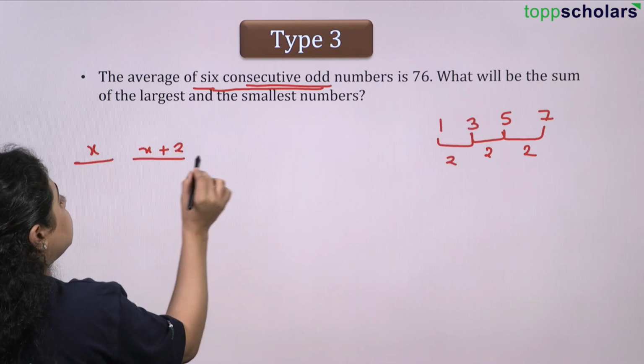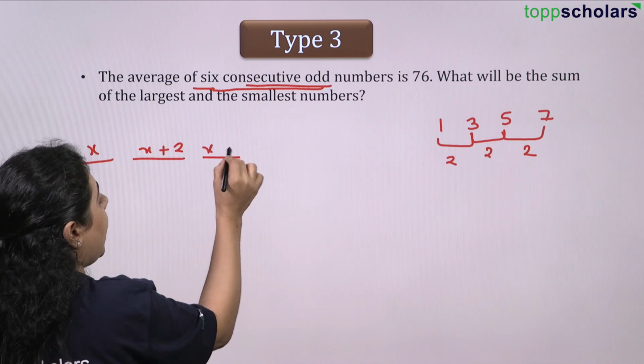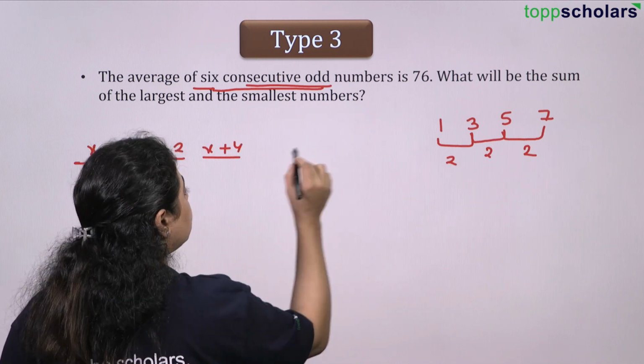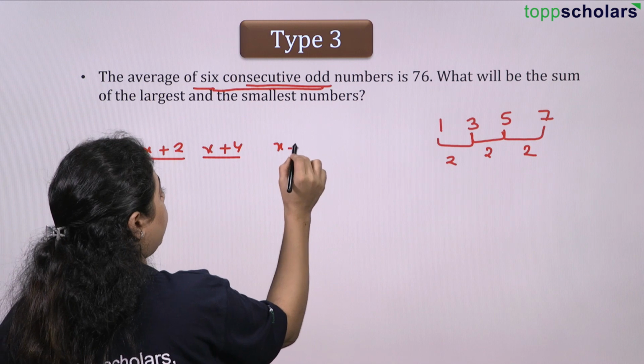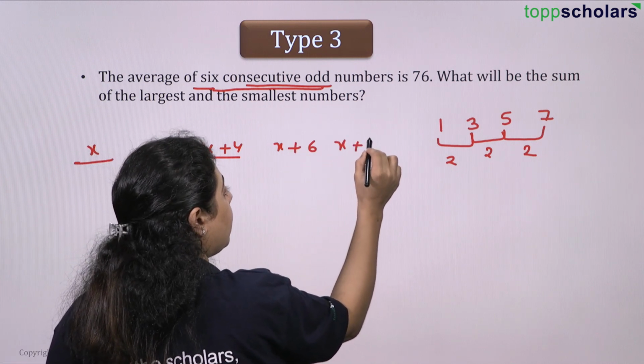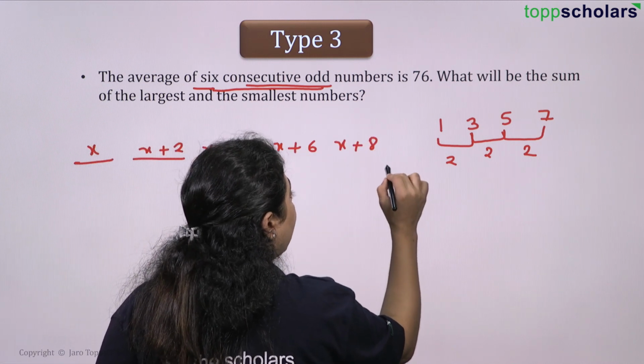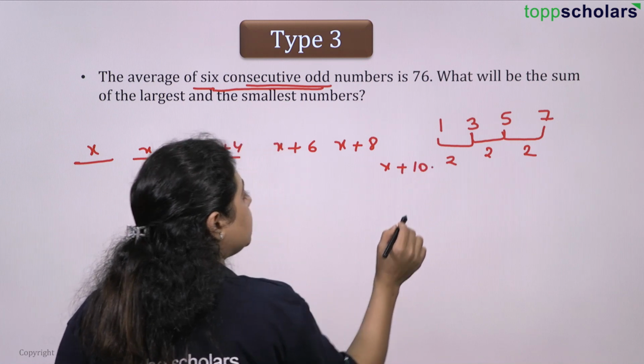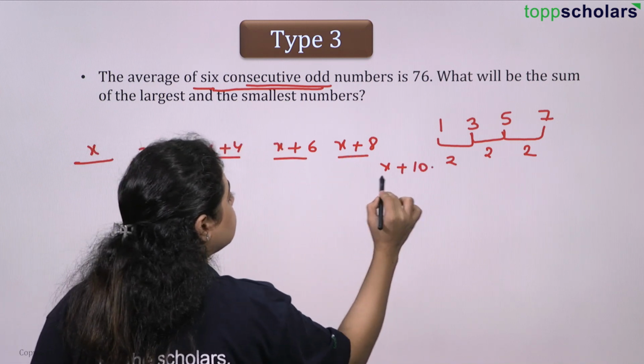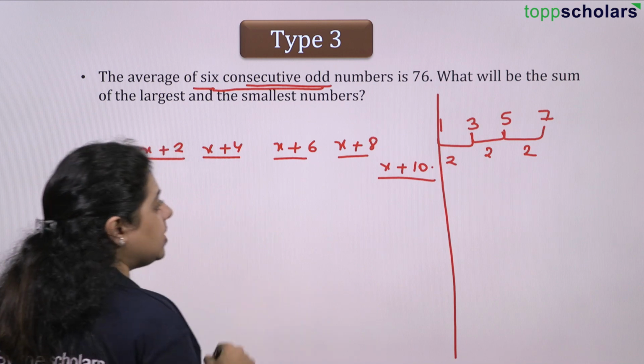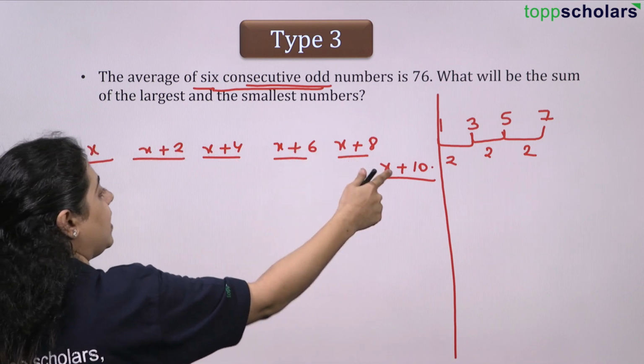So this will be the second number, and the third number will be x plus 4 plus 2, and the fourth number will be x plus 6, the fifth number will be x plus 8, and the last number will be x plus 10, because we have 6 numbers. So these are the 6 numbers that we have. Okay? 1, 2, 3, 4, 5 and 6.